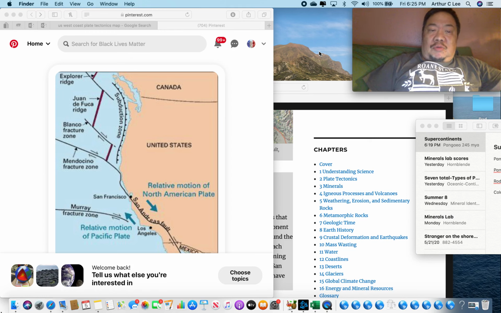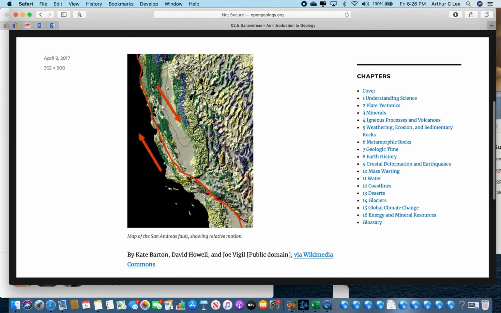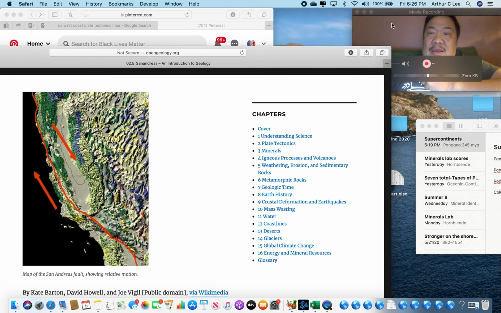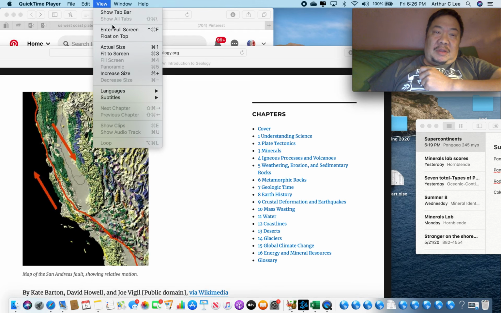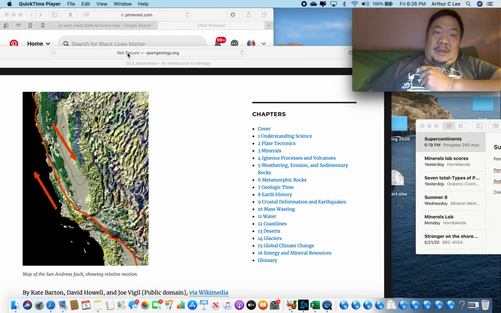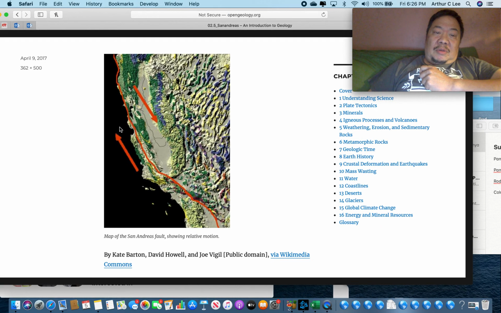Please don't forget, this is straight out of your textbook, that the San Andreas Fault in California is a transform plate boundary where two plates slide next to each other. The two plates are the North American plate, which is to the east of the San Andreas Fault, and the Pacific plate, which is to the west of the San Andreas Fault.